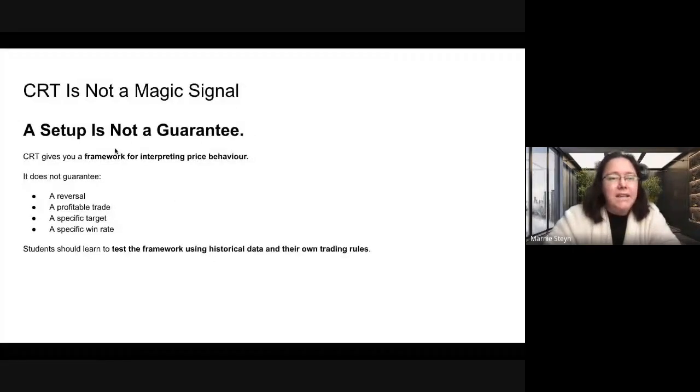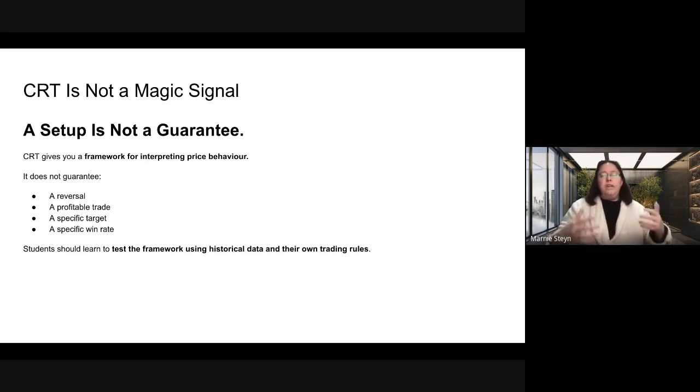So CRT is not a magical signal, guys. A setup is not a guarantee. CRT gives you a framework for interpreting price behavior. It does not guarantee a reversal, a profitable trade, a specific target, or a specific win rate. Remember, the student should learn to test the framework using historical data and their trading rules. The idea is it's just an additional thing that, if you enjoy trading candlesticks, you can add to your setup.